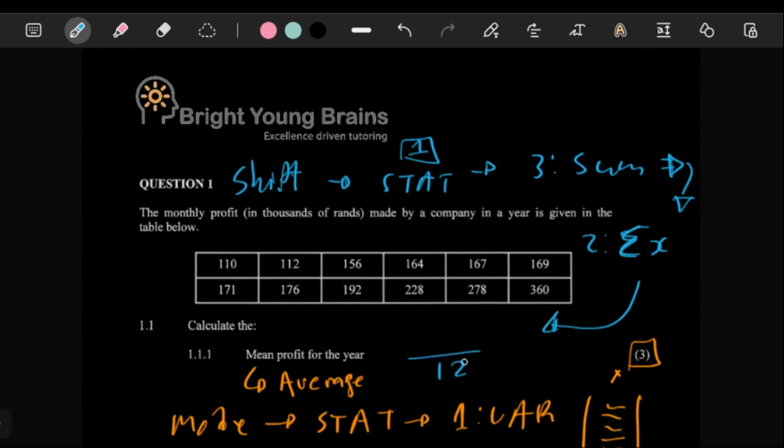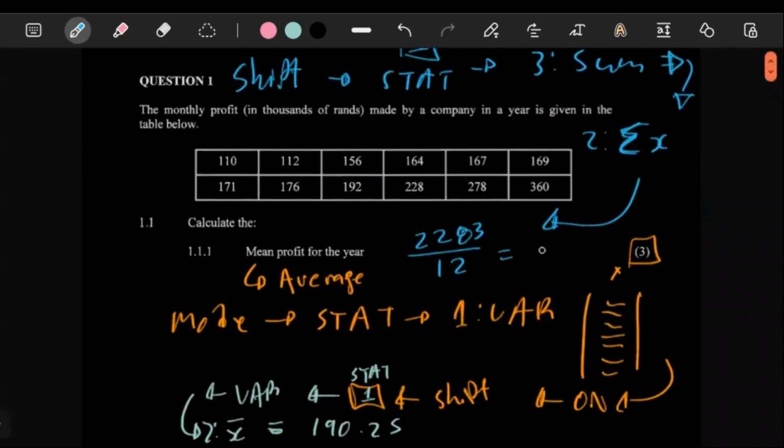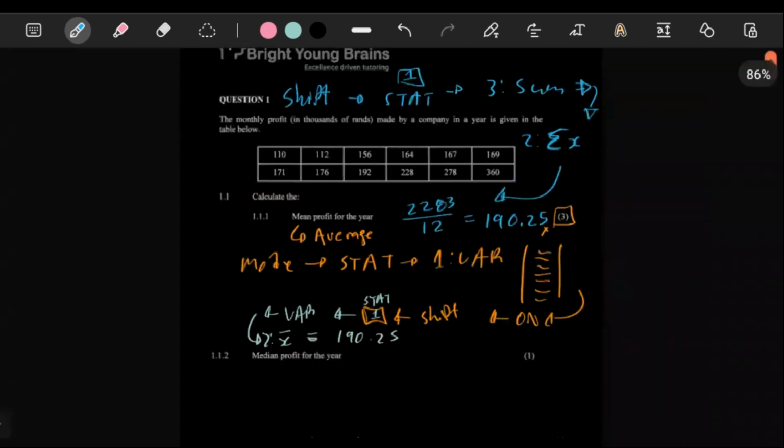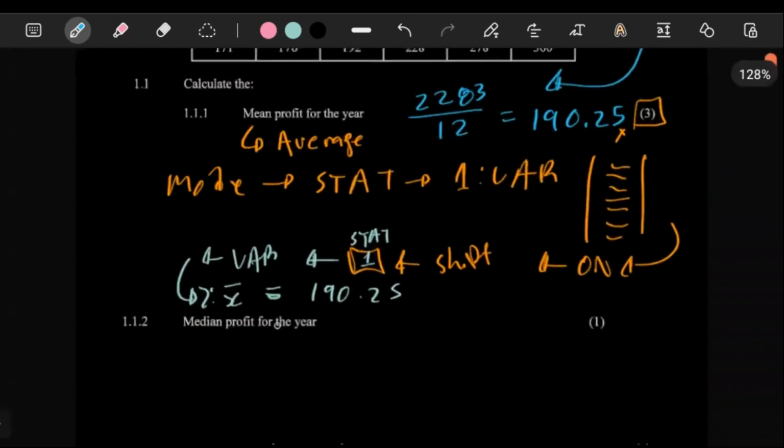So the sum of everything is 2,283. Divided by 12, that is where you're getting the 190.25. So for 3 marks, I think it's best to do it this way. Okay, let's move on. It says here, we need the median profit for the year.